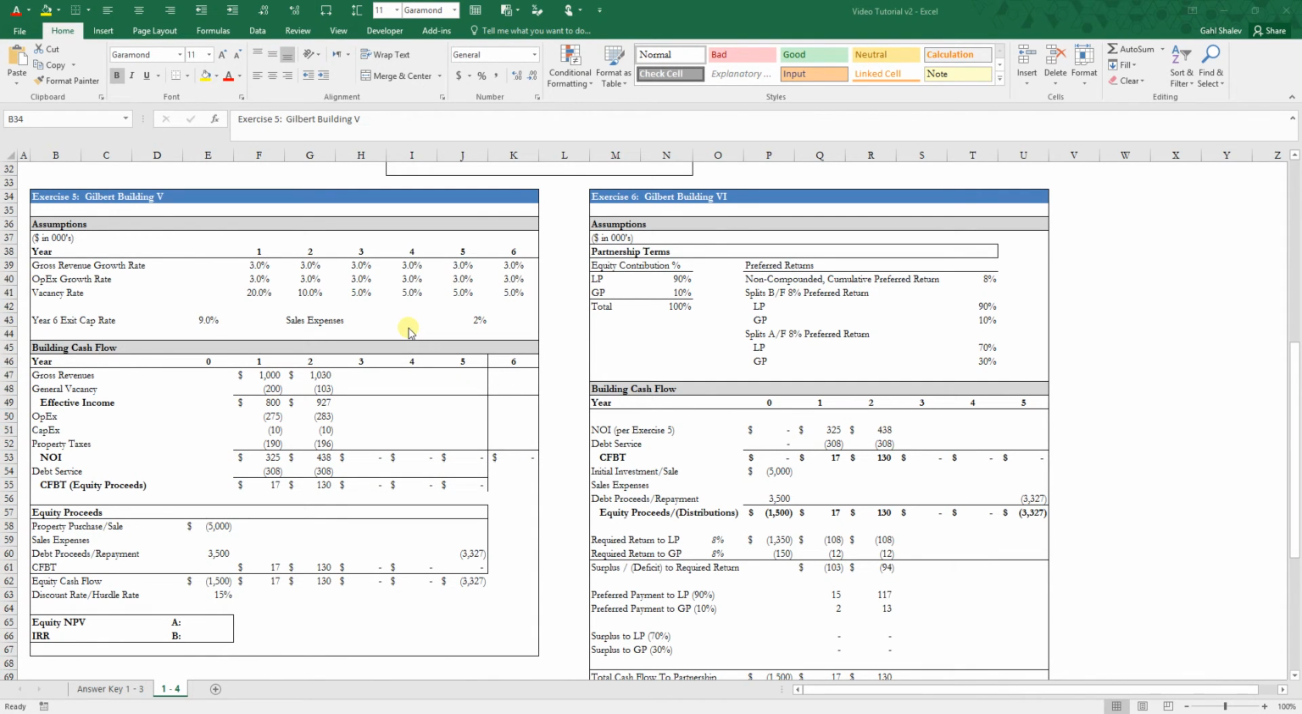This video will walk through the answer to question number 5 in the Financial Analysis Workbook. This is the first exercise in this assignment in which we will actually build a discounted cash flow analysis, or a DCF, for a building. This is the most common valuation method used in the industry.